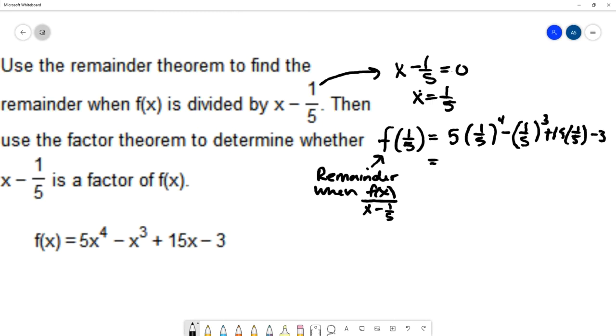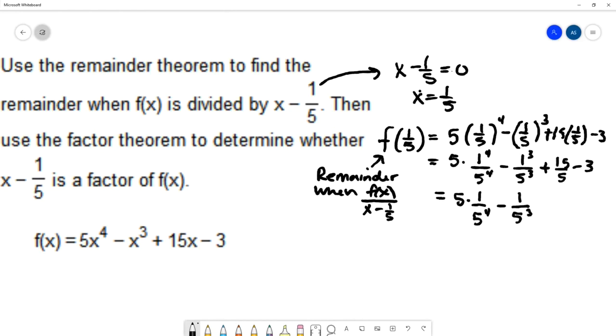So applying these exponents, that's going to give me 5 times 1 to the 4th over 5 to the 4th minus 1 cubed over 5 cubed. And then this is a plus 15 over 5 minus 3. Now 1 to the 4th and 1 to the 3rd is 1. So I have 5 times 1 over 5 to the 4th minus 1 over 5 to the 3rd. 15 over 5 is 3. And then I put the 5 over 5 to the 4th.